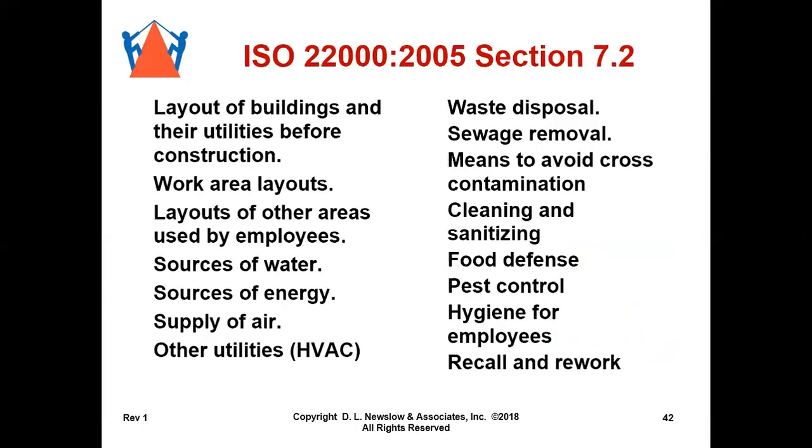ISO 22000:2005 lists the following prerequisite programs, and these are basically what we talked about earlier: layout of buildings and their utilities before construction, work area layout. So is it designed to prevent hazard or prevent contamination? Layout of other areas used by employees. So how about zoning and cross-contamination? In order to get to the lunchroom from the raw supply area, do you have to walk through the process area where finished product could be exposed?